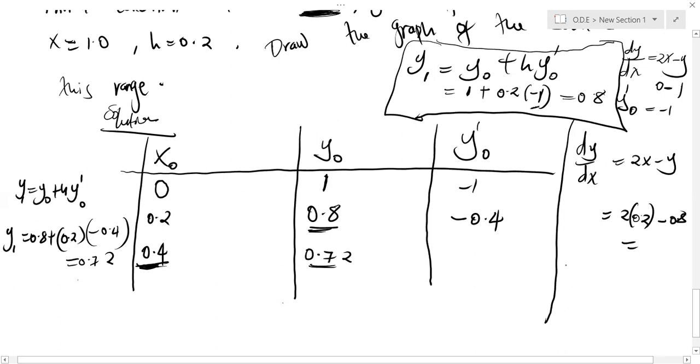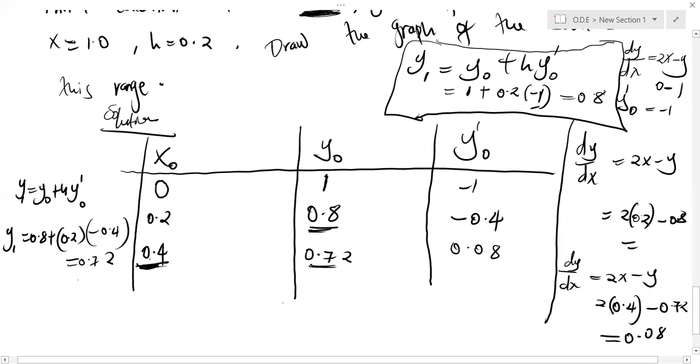So how do we get this one? From this equation again, our dy/dx is equal to 2x minus y. So we have 2 into, what's our value of x at this instant? 0.4, minus, what's our value of y? 0.72. So what do we have if we replace those values? This will give us 0.08. So here we will have 0.08.